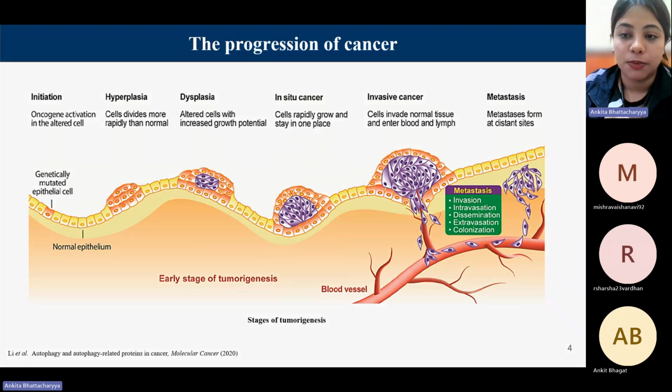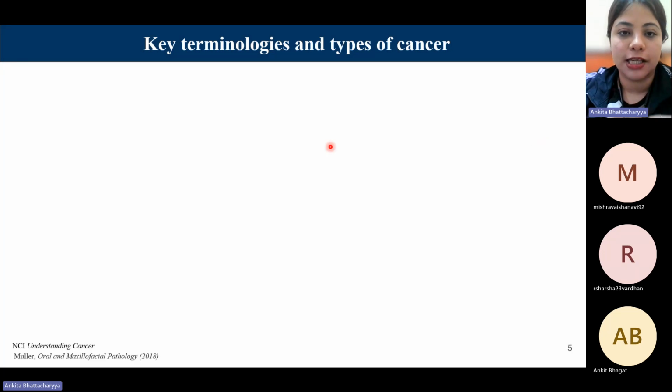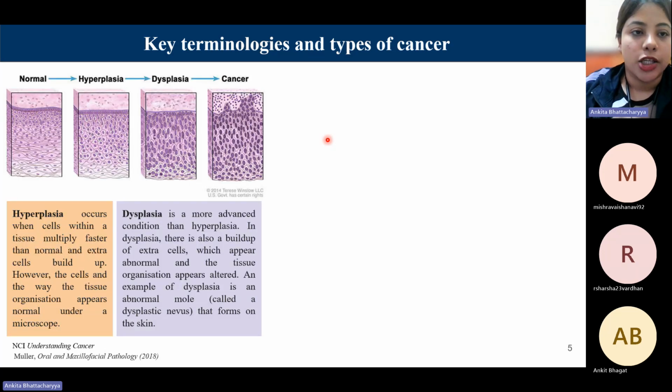So with this, let us move ahead because I have a lot of slides in place. I think I'm going a little slow, but we'll take it one slide at a time. Coming to some key terminologies. I told you I'll be discussing hyperplasia and dysplasia. So this is where we discuss it.